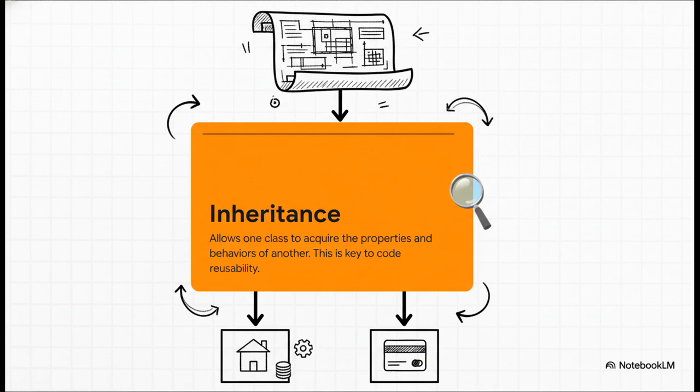So the first part of this dynamic duo is inheritance. This is a really powerful idea. It lets us create a kind of master blueprint. Let's call it a generic account. This blueprint has all the basic stuff every account needs, like a balance, a deposit method, a withdraw method. Then, when we need to create new, more specific types of accounts, we don't start from scratch. We just inherit from that original blueprint.